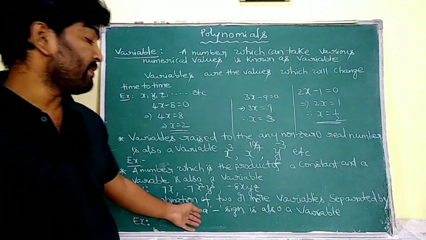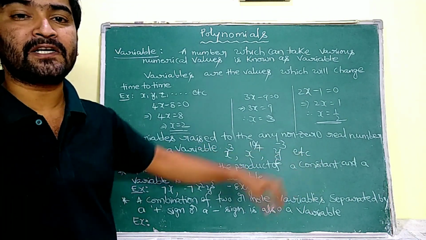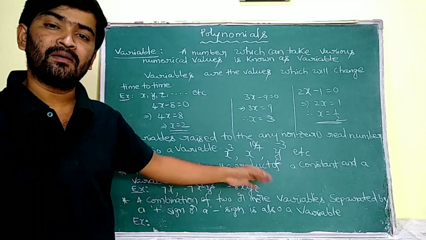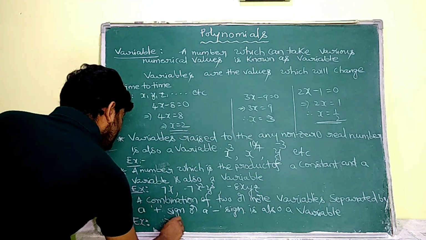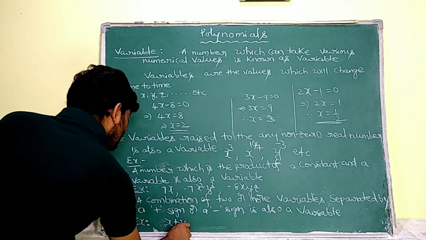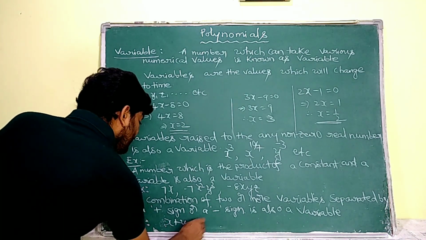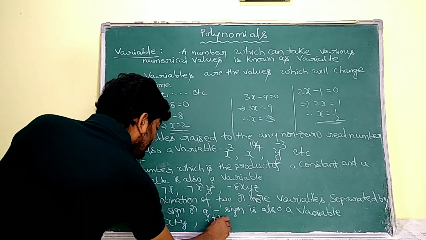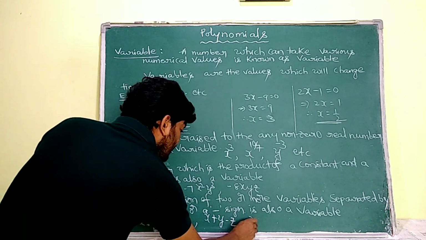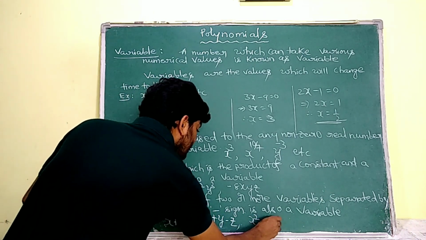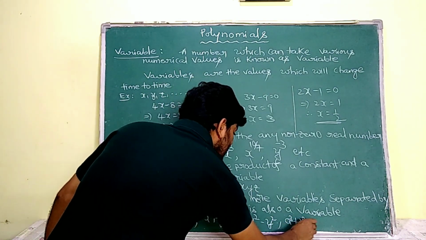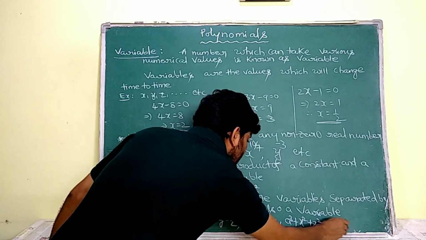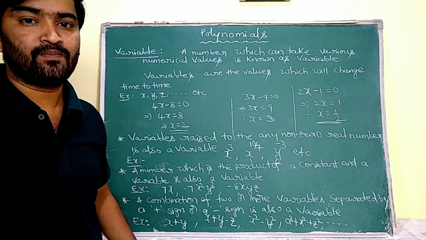Now the combination of two or more variables separated by plus or minus is also a variable. For example, see x plus y. This x plus y is a variable. X plus y minus z is also a variable. X square minus y square is also a variable. A cube plus x square plus z square, and so on. These are all variables.